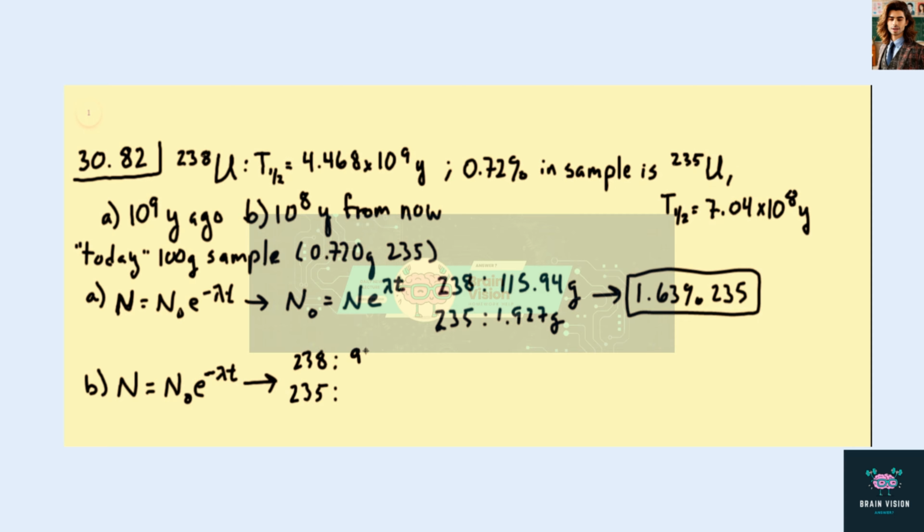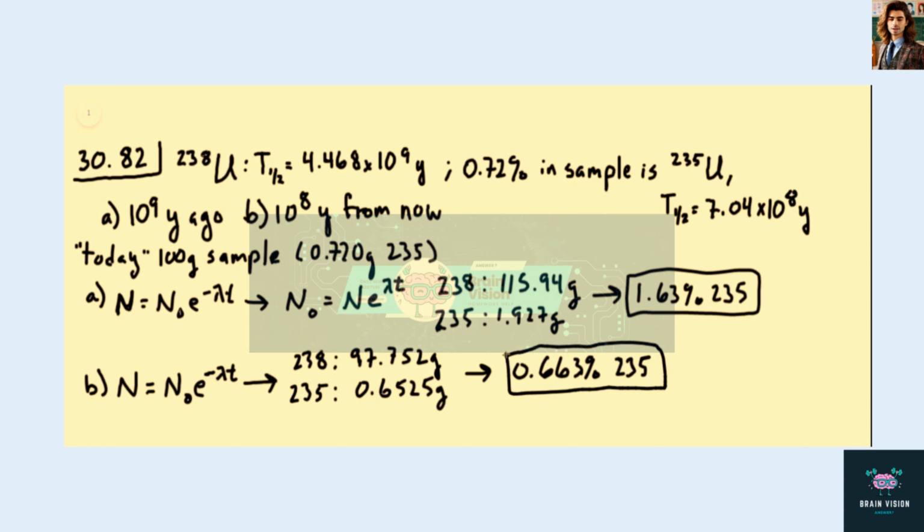So we'll have 97.752 grams of our uranium-238, and we'll have 0.6525 grams of our uranium-235. And so 100 million years from now, this sample is going to be 0.663% uranium-235 out of the uranium that's present.